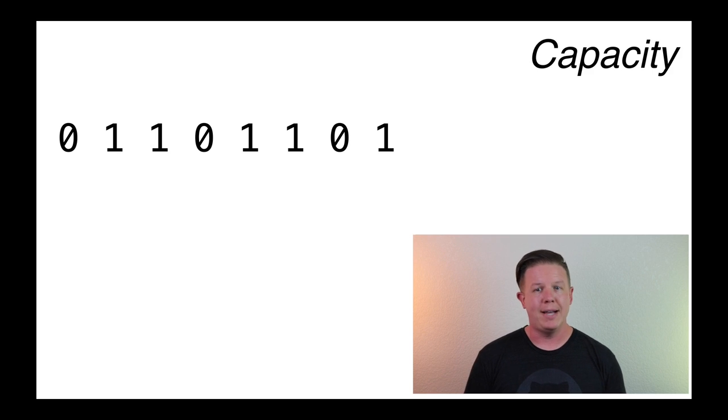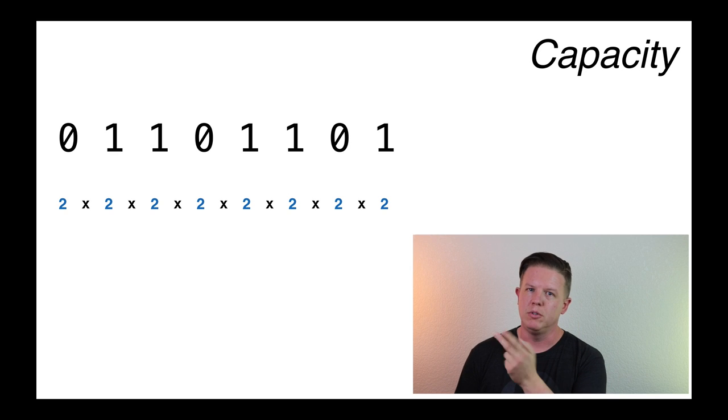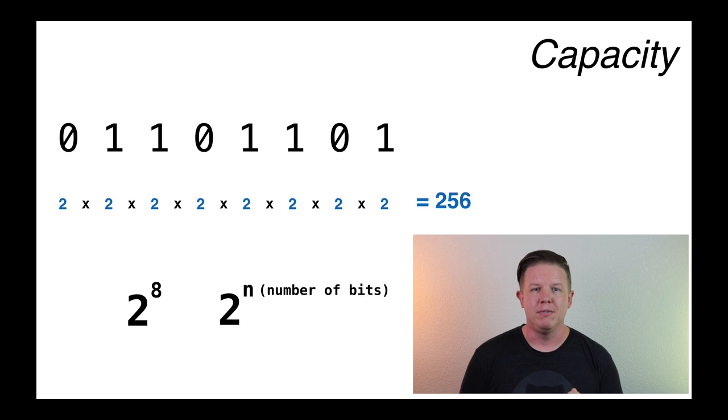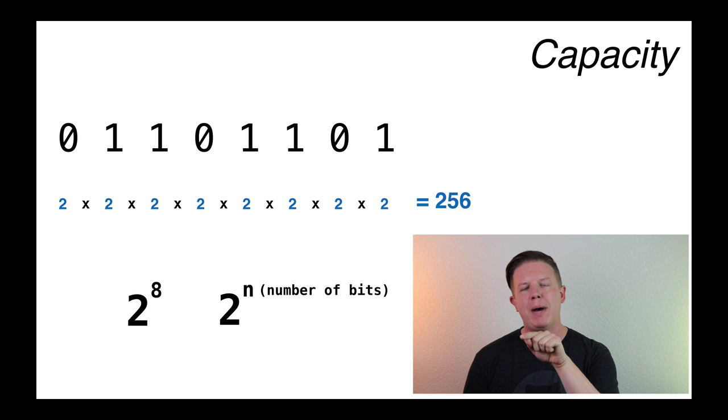So how can we tell what the capacity of this is? How many different values can this bit array represent? Well, that's somewhat simple because we know each bit can represent 2 values and there are 8 of them. So we can multiply them all together. 2 times 2 times 2 times 2 times 2 times 2 times 2 times 2, which is 256. You might notice we could write this as 2 to the 8th power. So 2 times 2, 8 times, because there are 8 elements in the array, each one can have 2 values. That's how math works. Also, if you know the length of your array, you know the capacity of your array, because you can just take 2 to the power of the length of the array. That is the array capacity.